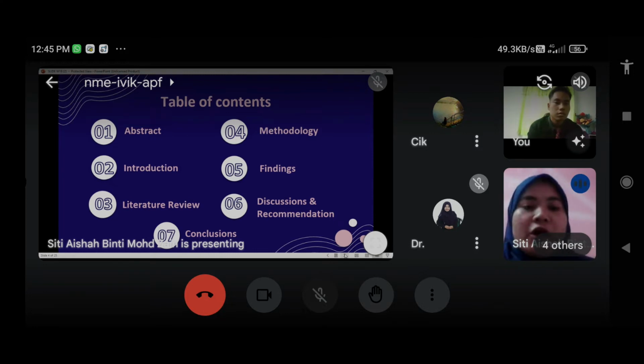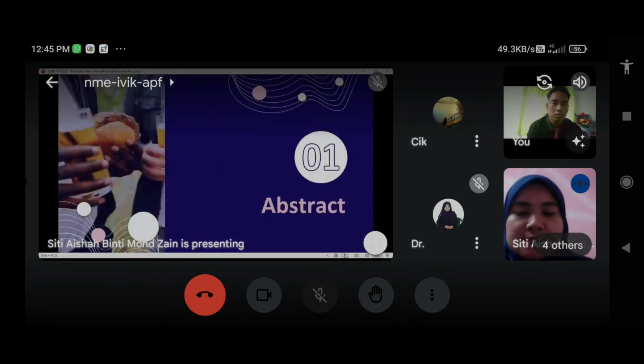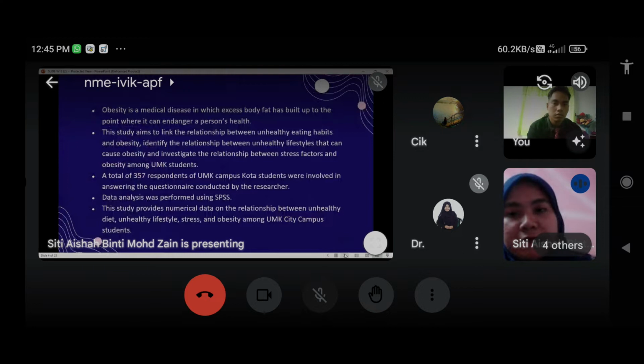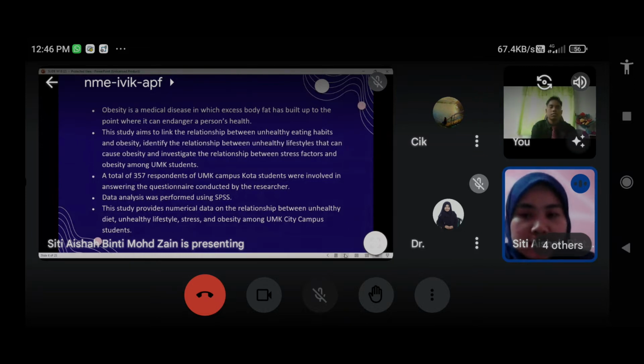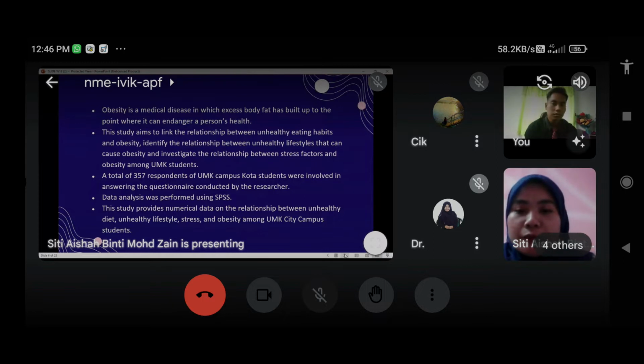Abstract. Obesity is a medical disease in which excess body fat has built up to the point where it can endanger a person's health. This study aims to link the relationship between unhealthy eating habits and obesity, identify the relationship between unhealthy lifestyle that can cause obesity, and investigate the relationship between stress factor and obesity among UMK students.